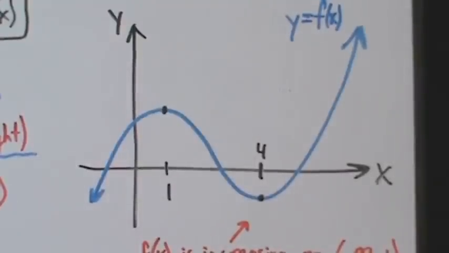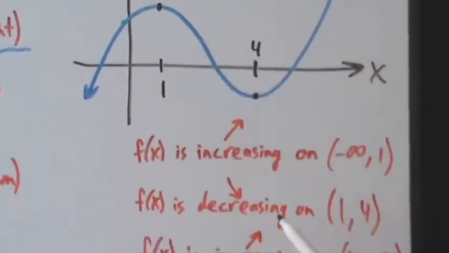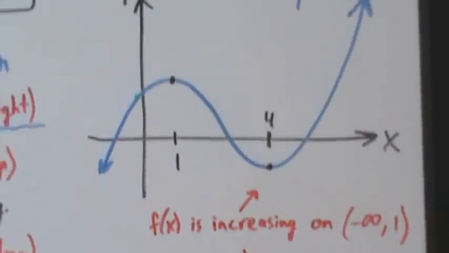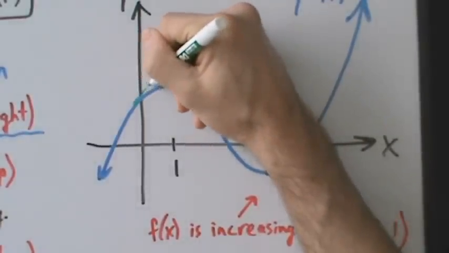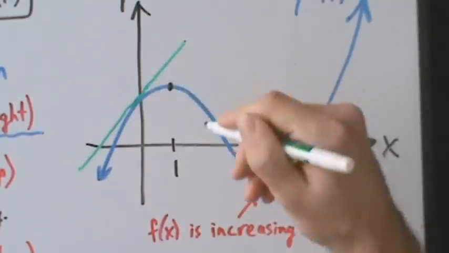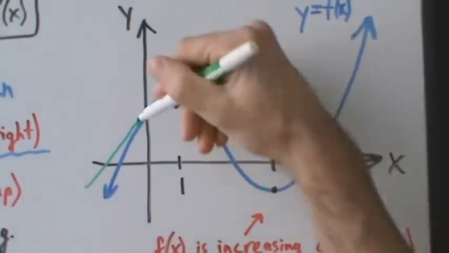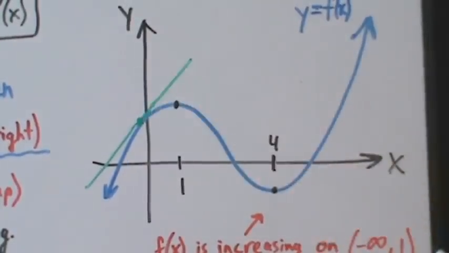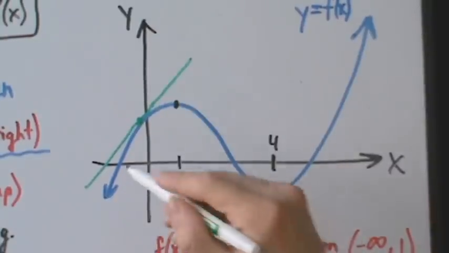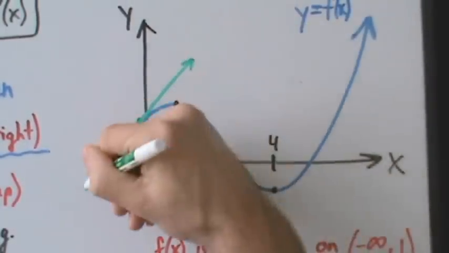So what if we draw a tangent line right here? We know the function is increasing here, on the interval negative infinity to 1. So let's draw a tangent line here. Notice this line is tangent right here. So the derivative of the function at this point is going to be positive, right? Because the tangent line has a positive slope.